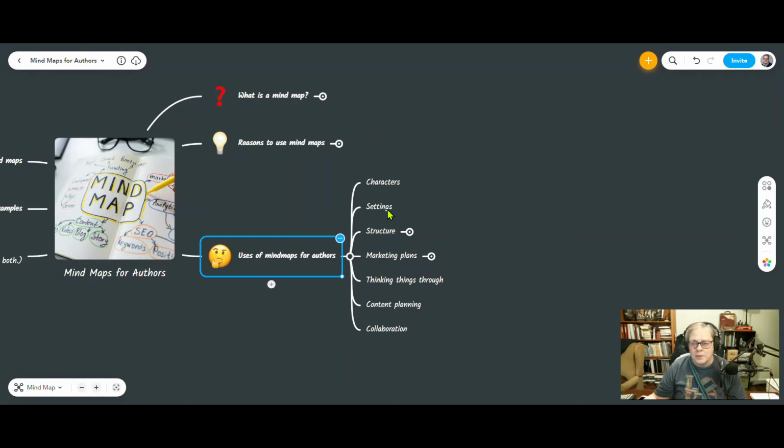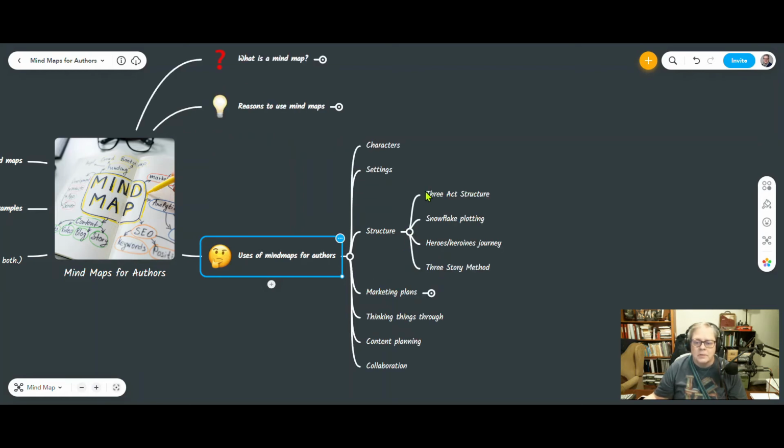Settings and world building: culture, history, technology, language, names, clothing, etc. All the things you put into your settings. Structure. If you're a plotter, this is particularly applicable. You could use your 3-act structure and map it out. Snowflake plotting. I can't believe it. So, hero's or heroine's journey.